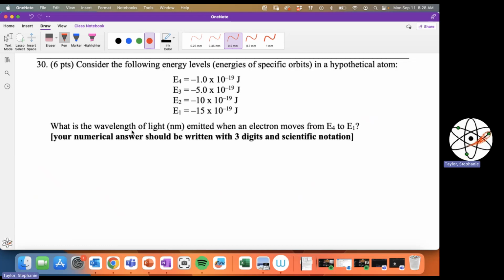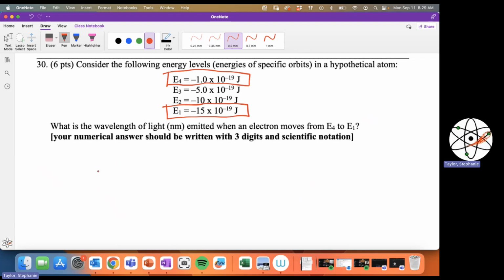Okay, so this is asking what's the wavelength of light in nanometers emitted when an electron moves from E4 to E1. Did I say E3? E1. I'll make these things match. Consider the following energy levels of specific orbits in a hypothetical atom. What's the wavelength of light emitted? So this is actually going to be very similar to the very first one I did in this video, where we were looking at that change in energy.